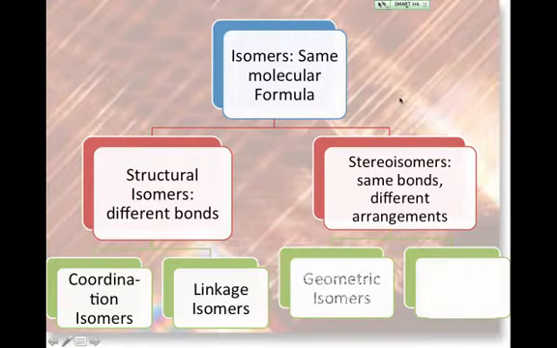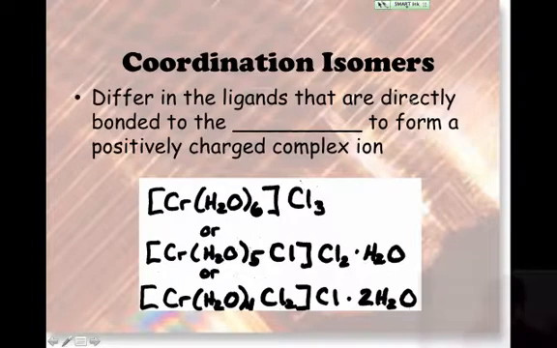As for stereoisomers, you could have geometric isomers where the atoms are in a different location in the molecule, or optical isomers where they would rotate plane polarized light in different ways.